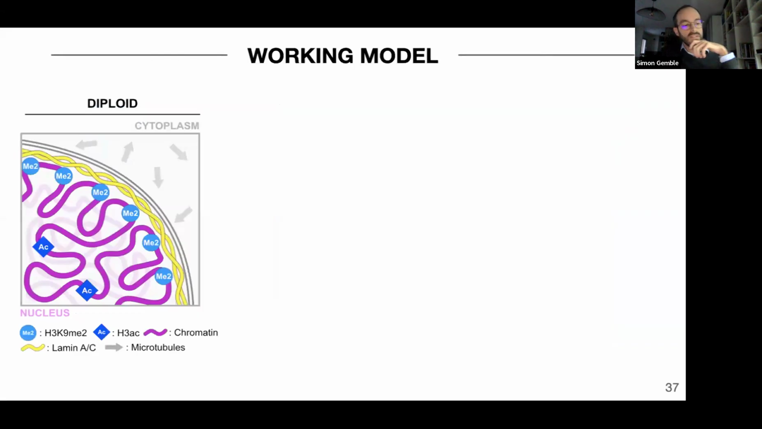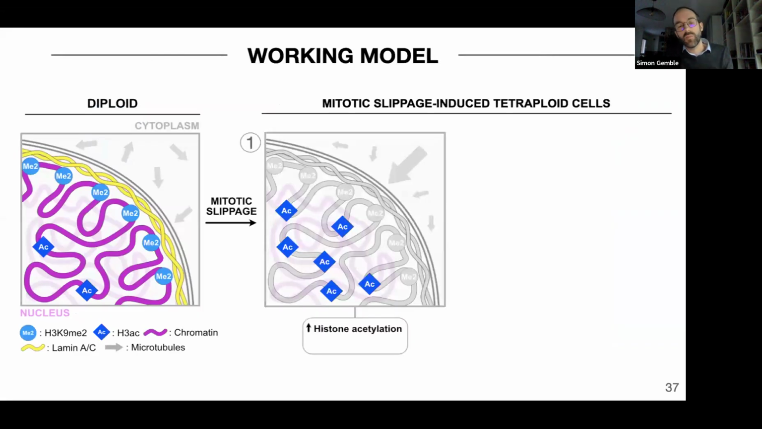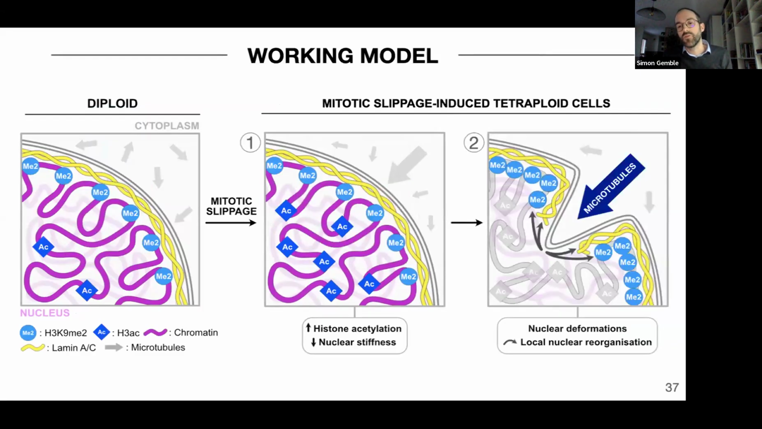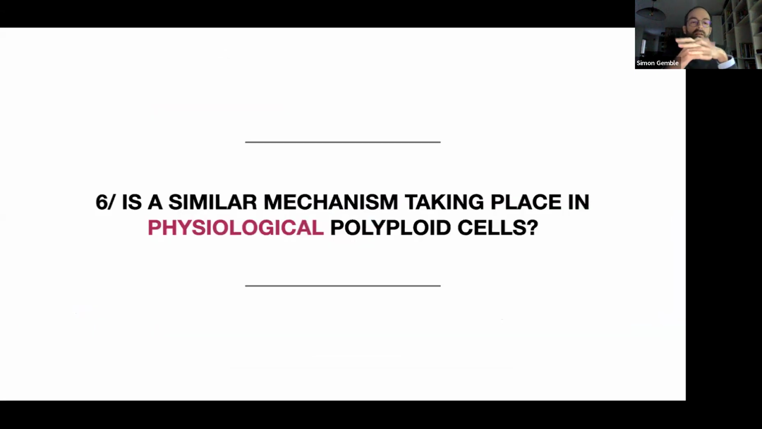Okay, so our working model is here. We found that upon mitotic slippage, there is more histone acetylation, and this is sufficient to decrease nuclear stiffness in tetraploid cells and to allow the microtubules to induce nuclear deformations and local nuclear reorganization. But what I showed you until now was done in unscheduled polyploid cells. As I said in the introduction, there are also physiological polyploid cells. So the last question of my talk will be, is a similar mechanism taking place in physiological polyploid cells?